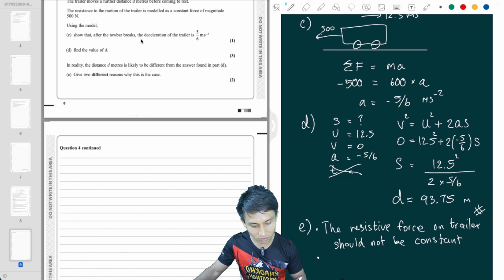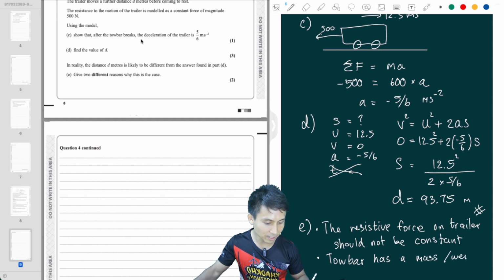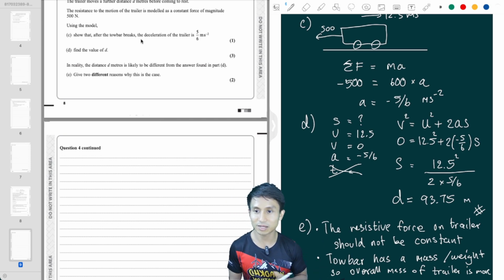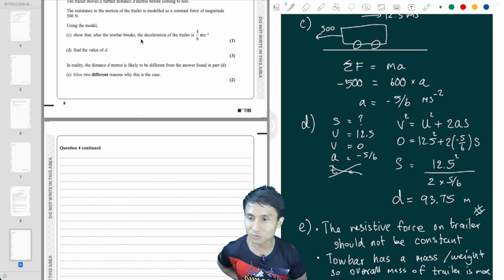So the towbar has a mass, hence weight. So the overall mass of the trailer is more. I'm just going to write it simply like that. So basically it's more than 600. That's why it made it a little unrealistic there. That's why it would make D different from reality, the one we calculated. So it might be smaller in that case.